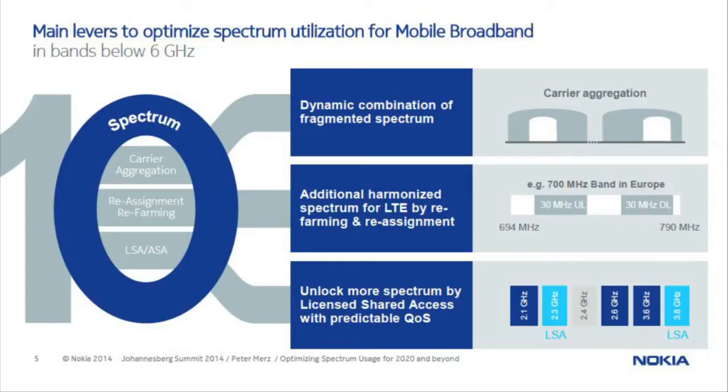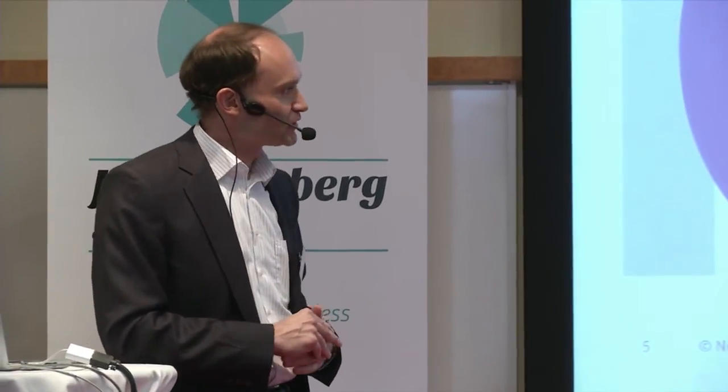The second thing is that we reassign and refarm the spectrum. This is, for example, happening with the 700 megahertz as one example, which is always the best way that we go from one technology to another one, and that we try to optimize the use of those existing spectrum.